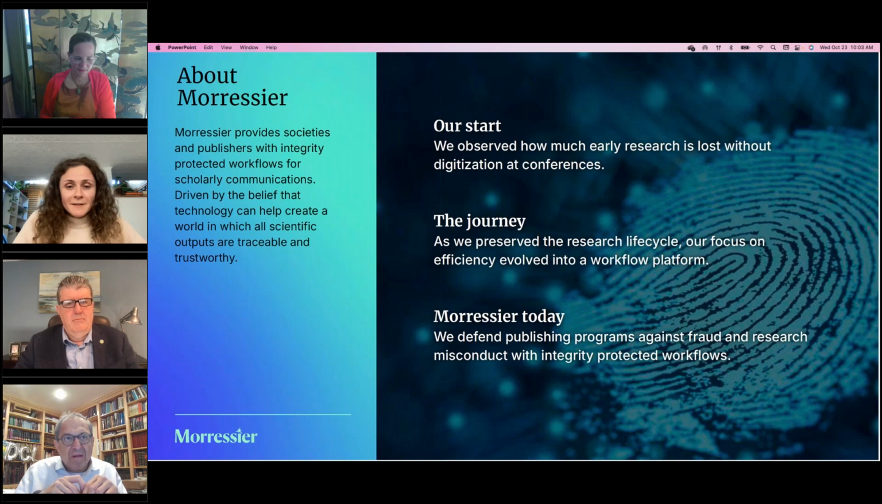A few words about Morressier. Morressier provides societies and publishers with integrity-protected workflows. This is in line with our vision of a world in which all scientific outputs are traceable and trustworthy. Morressier's initial focus was digitizing conferences in order to support early stage research, and this nicely evolved into a workflow platform, and now we are committed to defending publishing programs against fraud and research misconduct with our integrity protected workflows.